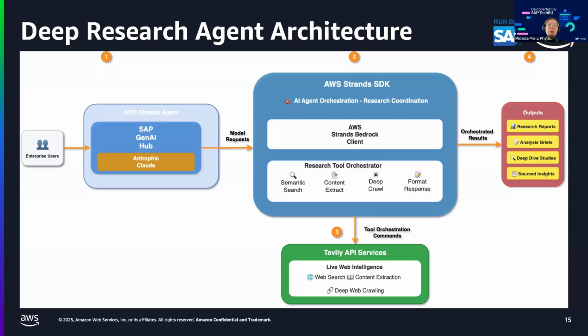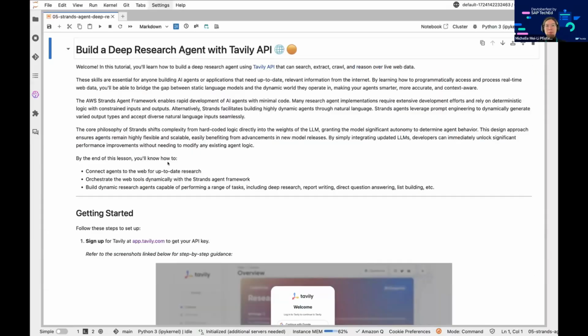3 of these tools will be using an external API called the Tavily API services, which really helps us to do a web search, content extraction, and deep web crawling. And all of this is orchestrated in a way to result in research reports or analysis briefs, in just the format that we want from our deep research agent. So let's go and look at the code.